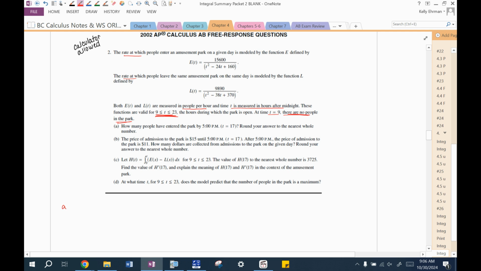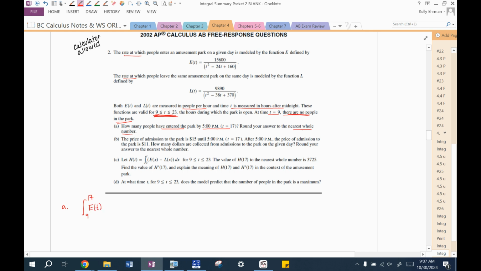Part A says, how many people have entered the park by 5 p.m., which is t equals 17 hours after midnight? Round your answer to the nearest whole number because we're talking about people. So how do we find that? We have the rate at which people are entering, so we should just be integrating from the time the park opens. Remember, the functions are valid from 9 to 23, so it's not 0 to 17, it's 9 to 17. And you're putting in E of t.